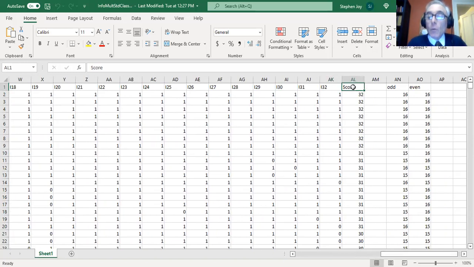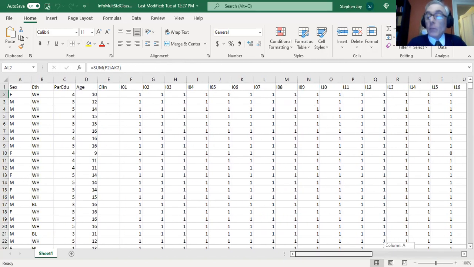And then the score in column AL here is simply the sum. You can see that in the formula bar that I'm showing you over here. It's the sum of the individual items. So we can use the spreadsheet to score the test very simply. It's just a formula, sum of F2 to AK2, covering that range.